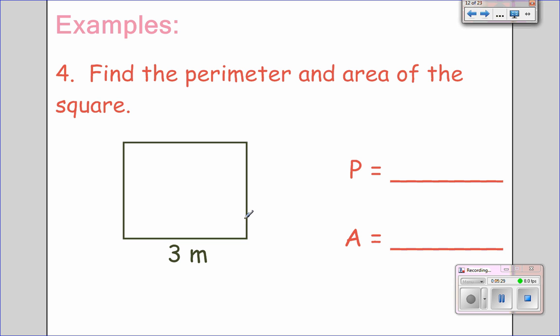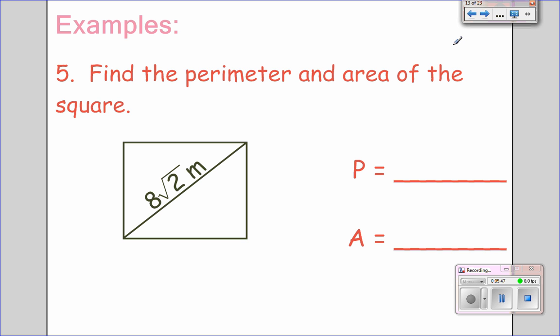Let's go ahead and find the perimeter and area of the square. So remember, perimeter equals 4 times the side length. So 4 times 3 is 12 meters. And area is side squared. So 3 squared equals 9 meters squared.